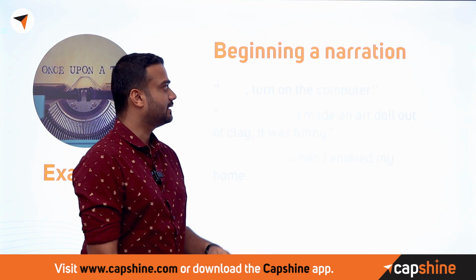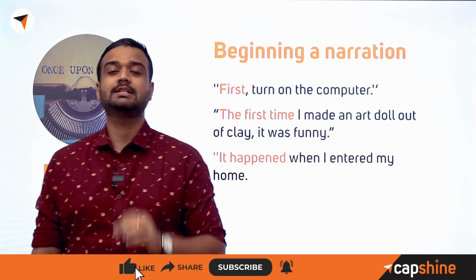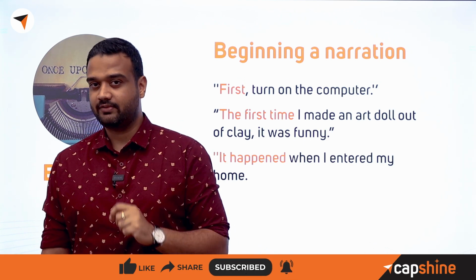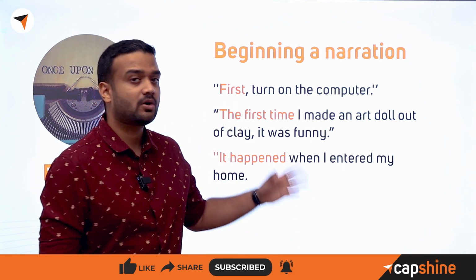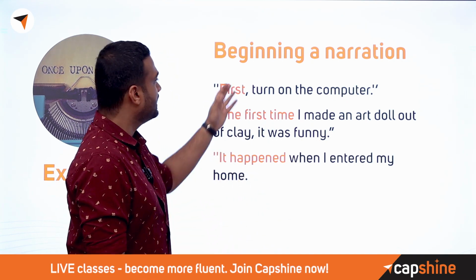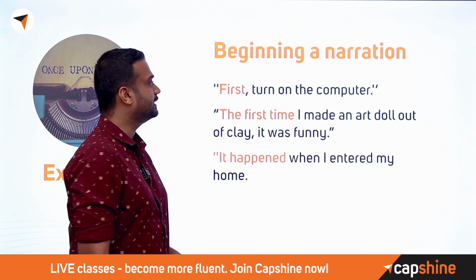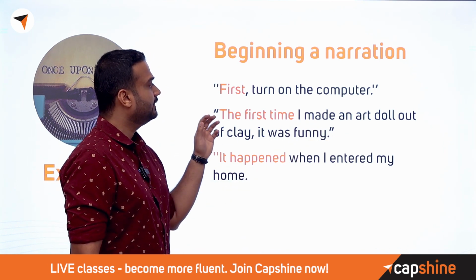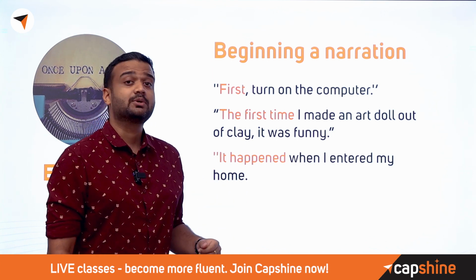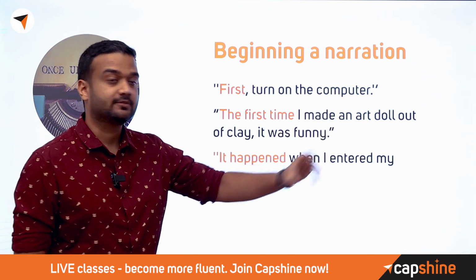Let's talk about beginning a narration. You can begin a narration by using specific keywords or introductory phrases. You can use phrases or keywords like first, the first time, it happened when. First, turn on the computer, and then you can talk about the sequence of events that need to happen. The first time I made an art doll out of clay, it was funny. So now you've started the story with what happened first.